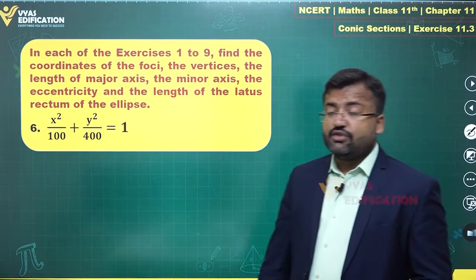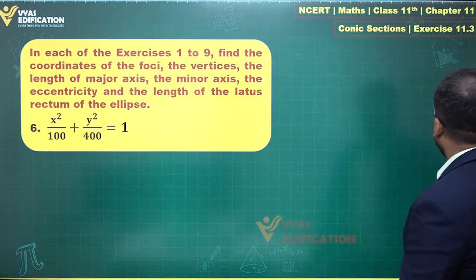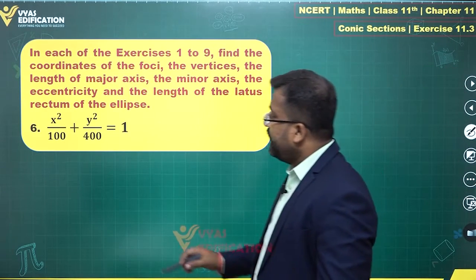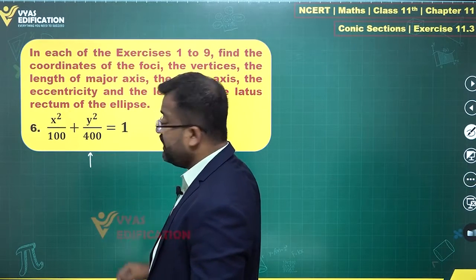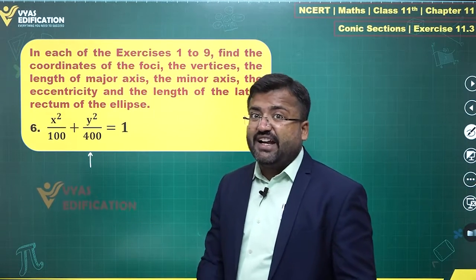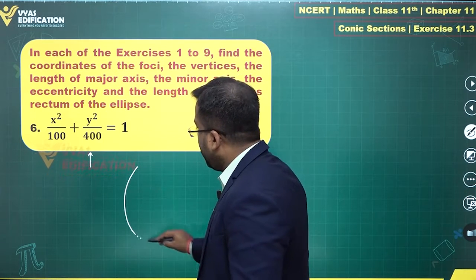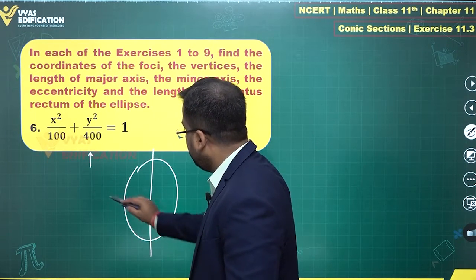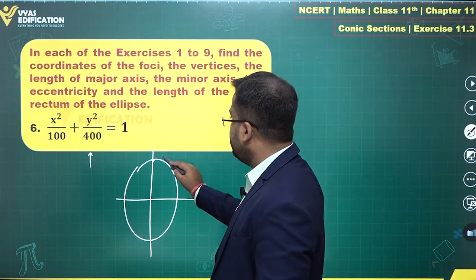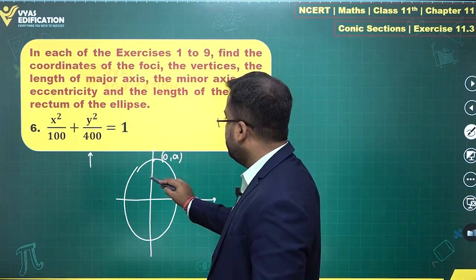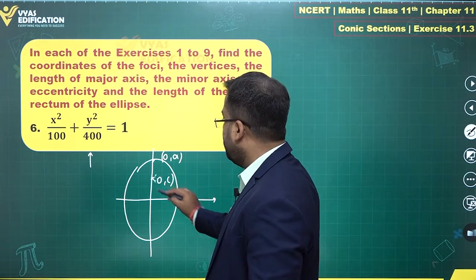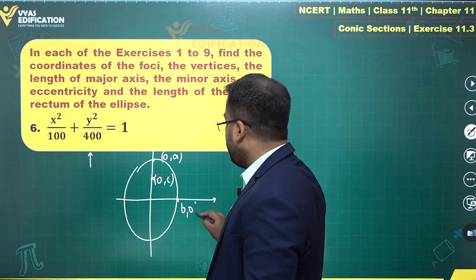In the sixth question, we have x square upon 100 plus y square upon 400 equals 1. So identifying the first thing, that is the denominator of y square. Denominator of y square is greater. So we'll have a vertical ellipse over here. This will be 0 comma a. This will be 0 comma c. This will be b comma 0.